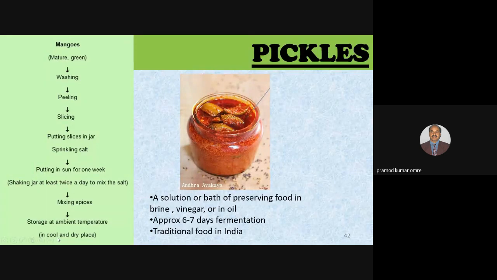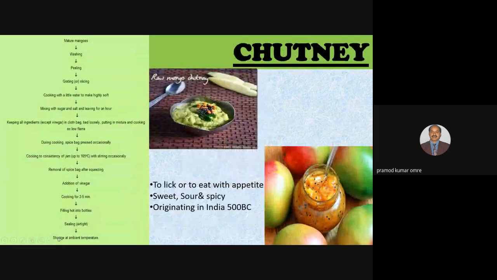Pickles. These pickles are very important. We can store them for a longer time because oils, turmeric and other spices are used for preservation of the product, and we can use pickle for a longer time. So it is another value added product from different categories. Chutney is another form which we can keep for some time.